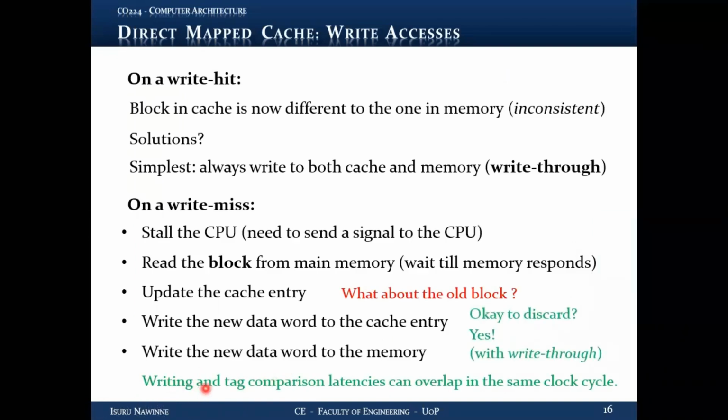We can do writing and tag comparison at the same time in the same clock cycle. If it takes multiple clock cycles for a miss, it's fine. In the first clock cycle, we can do both these operations at the same time. Is that clear? Is that concept clear? Right. So let's move on.